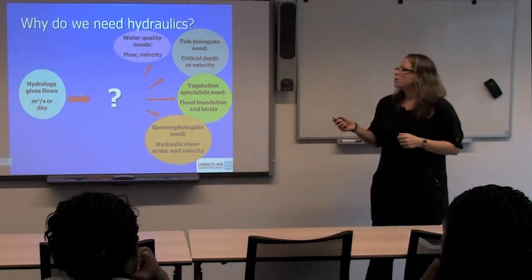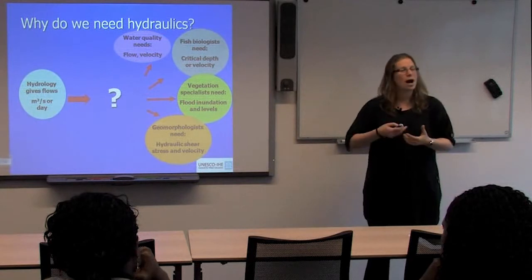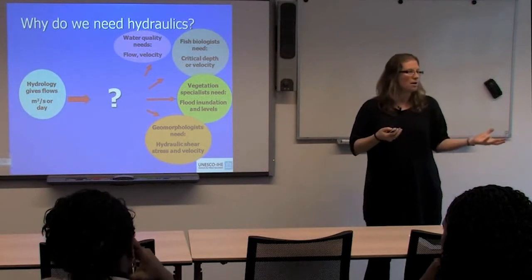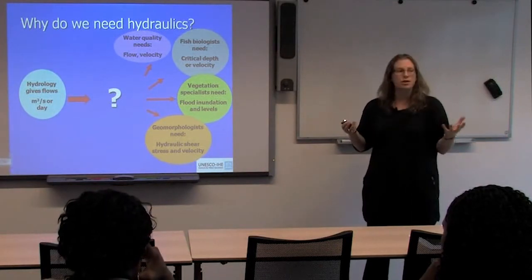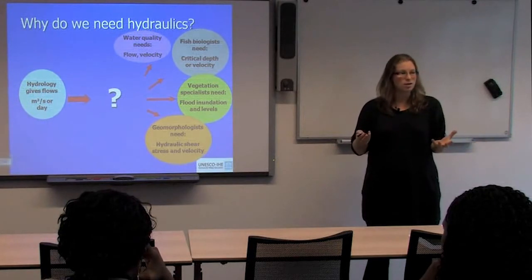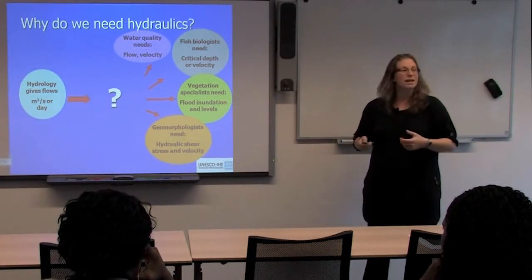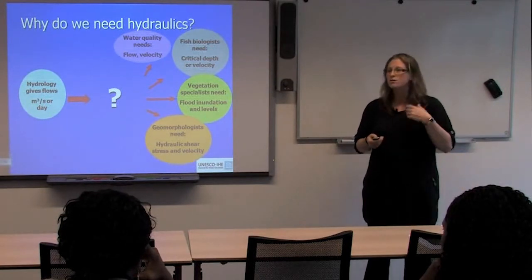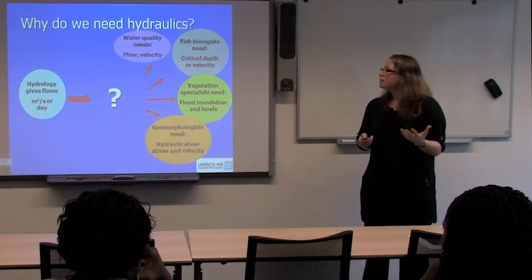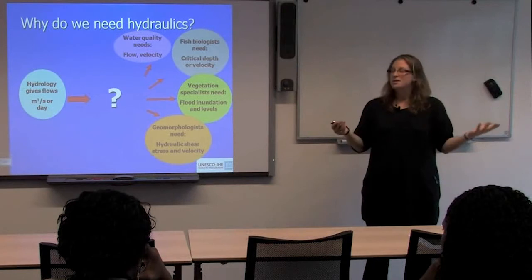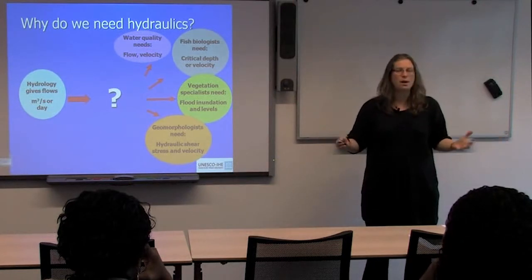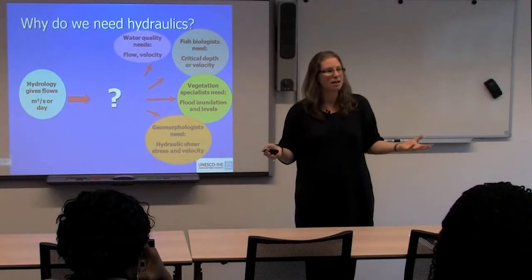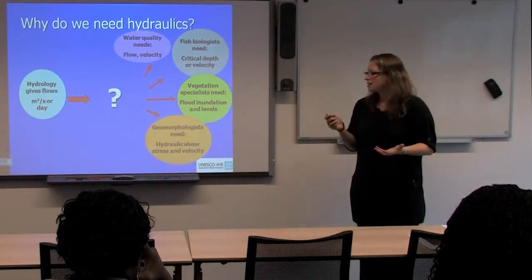For example, water quality specialists need to know how much water there is, how much capacity there will be for spills to disperse, what the different flow components are, and what the different velocity components are. Fish biologists may need a critical depth for spawning, a particular velocity for movement of fish up and down the river. Vegetation specialists may need to know about different inundation regimes. So maybe twice every year a particular area may need to be inundated. And that's what hydraulics gives us.